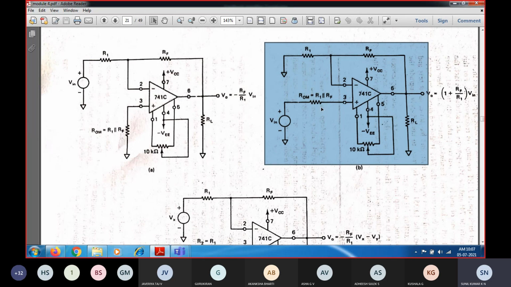You have to draw it, and in the design part, when you solve the numerical, you are going to find out what the gain associated with that is, and what the resistance associated with that is.